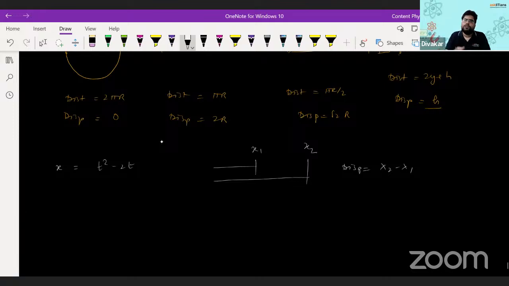So if I'm asking you between 1 and 2 seconds, what you can do is find out the value of x at 2. If I substitute here, I'll get 2 square, which is 4, minus 2 into 2, which is again 4. So this gives you 0. And if I take at 1 second, what is the value? 1 square is 1, minus 2 into 1, so that is minus 2. So your displacement is 2 meters, because that's the difference you have, right? And to the left. I hope this is clear.